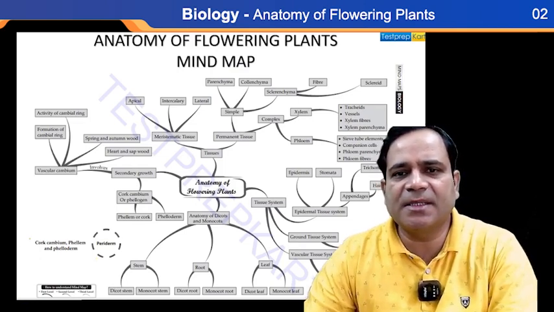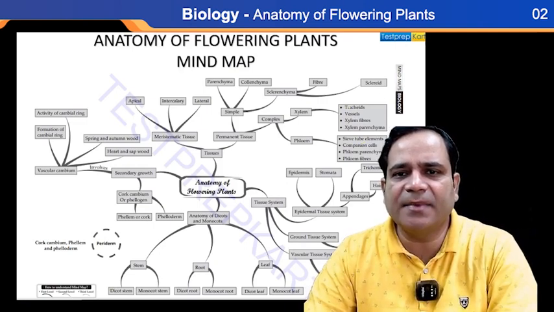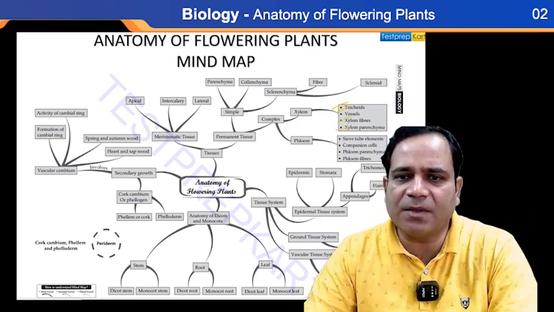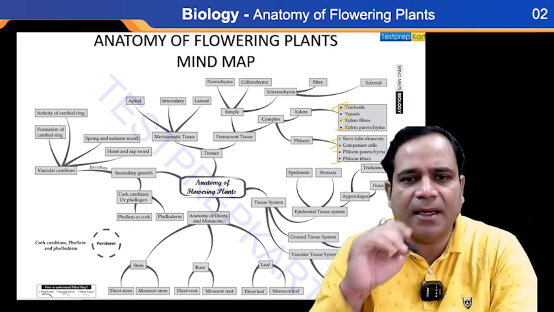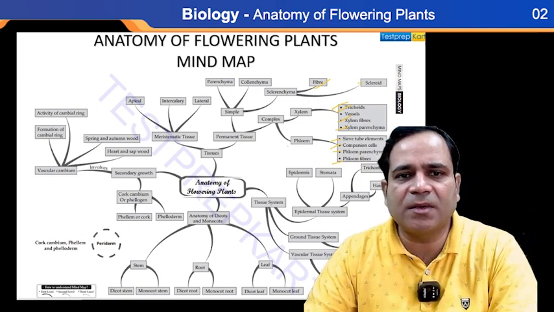Hope this term is clear. Xylem term is clear. Okay. So in the xylem, the core parts are tracheids, vessels, xylem fibers, xylem parenchyma. Clear? And phloem is further divided into sieve tube, companion cell, phloem parenchyma, phloem fibers, my dear. Now fibers are clear, sclereid term is also clear.